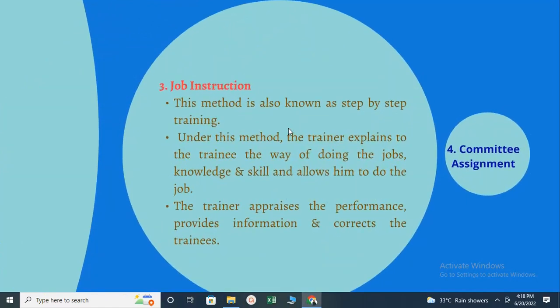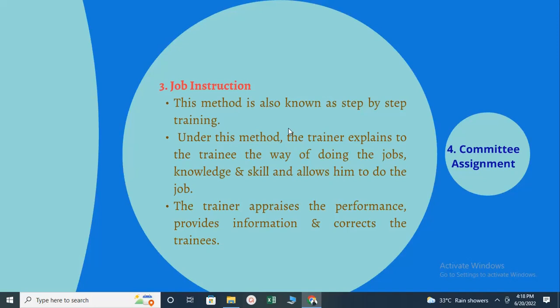Third, job instruction method. This method is known as step-by-step training. Under this method, the trainer explains to the trainee the way of doing a job, the knowledge and skill that allow him to do the job. Any specific job, he cannot do directly. Any newly placed person cannot do all the tasks, so he wants to learn one by one the procedure, what things he needs to proceed with whenever he does the specific task. Everything he learns through the job instructions.